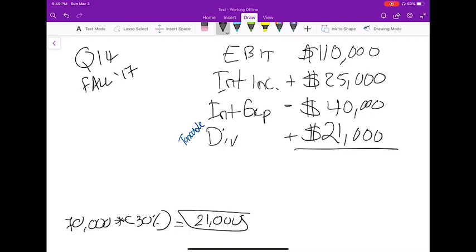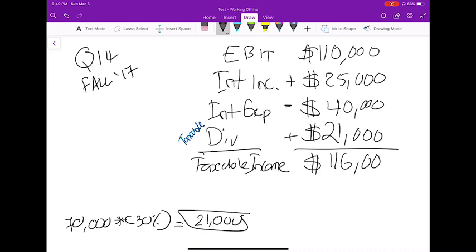So plus $21,000. So what is your total taxable income? That equals $116,000. All right.